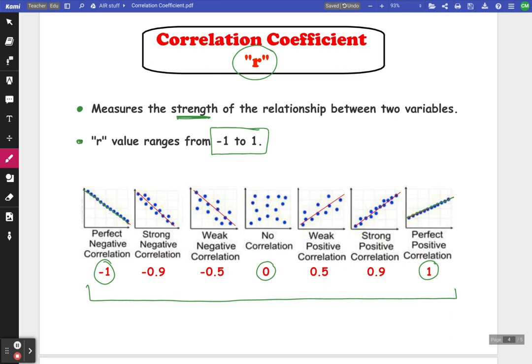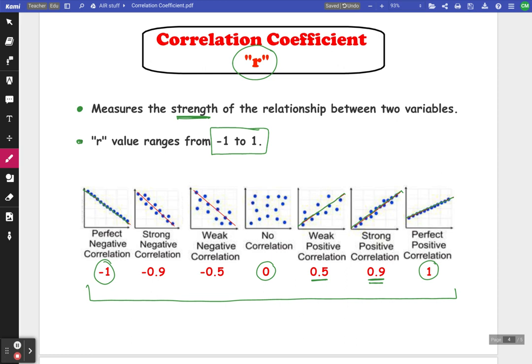I'm going to start on the right side. If I look at this one, 0.5, and this is 0.9. Well, 0.9 is closer to 1, so you would expect those dots to be closer to a perfectly straight line. 0.5 would be more spread out, but still represented by a positive slope in a straight line. The points are just a little bit further away from the line.